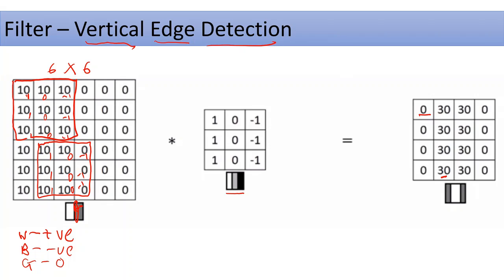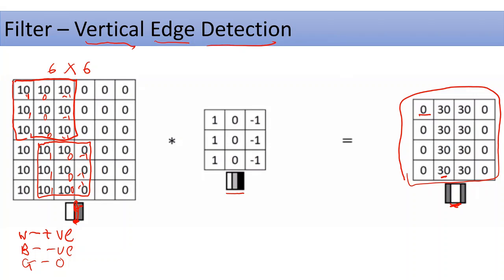Now solving all these 16 boxes, we get our feature map as shown over here. It has a gray, a white, and then a gray again. So you can see there is this edge which is in the center and this edge which is in the center. So we are basically detecting this edge right over here.